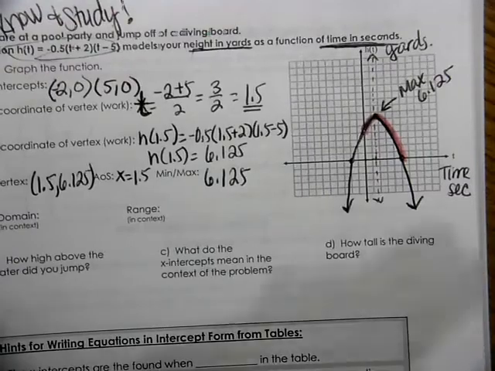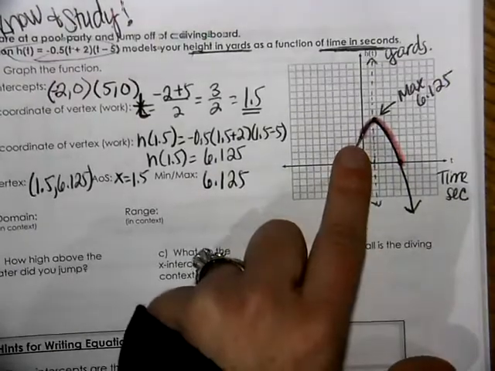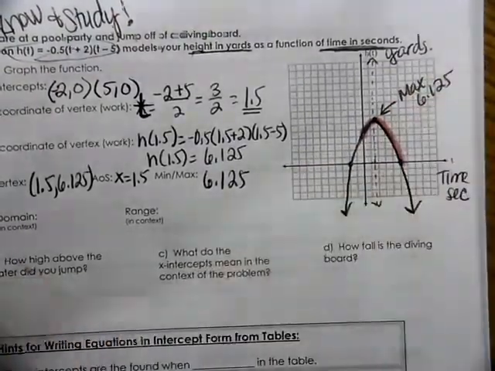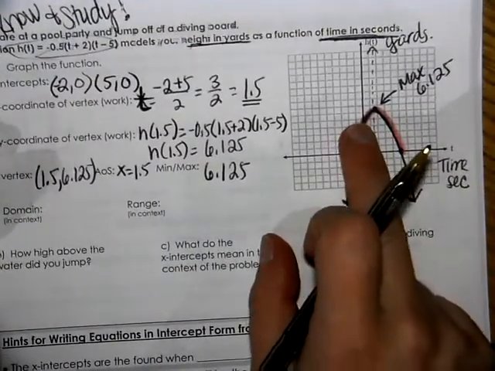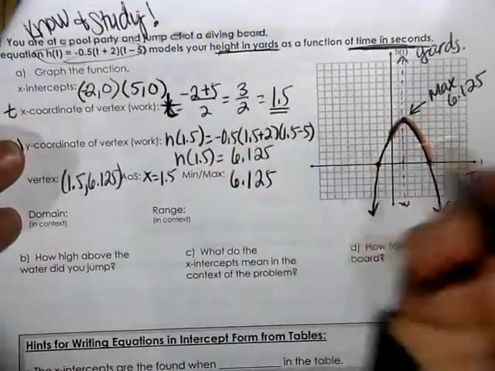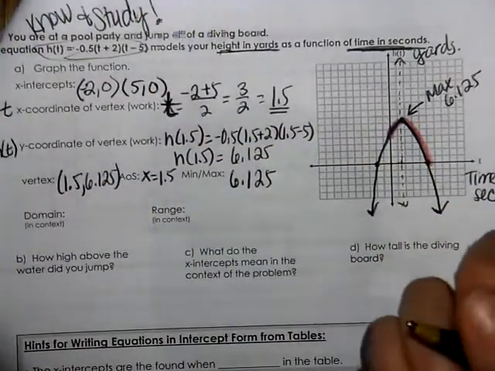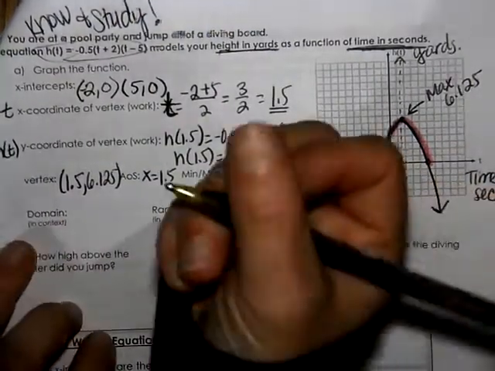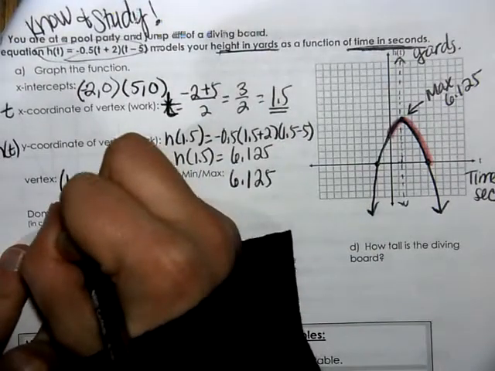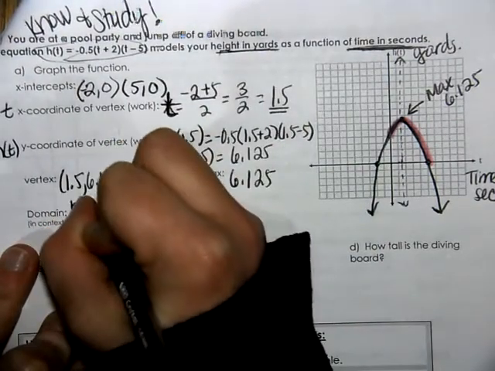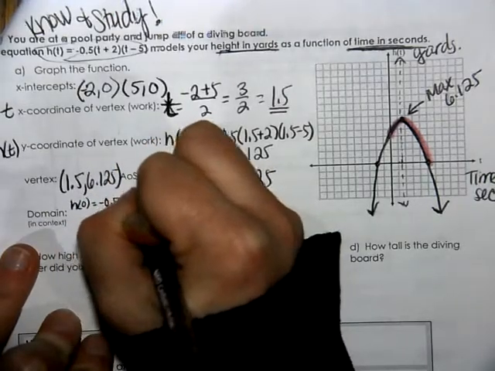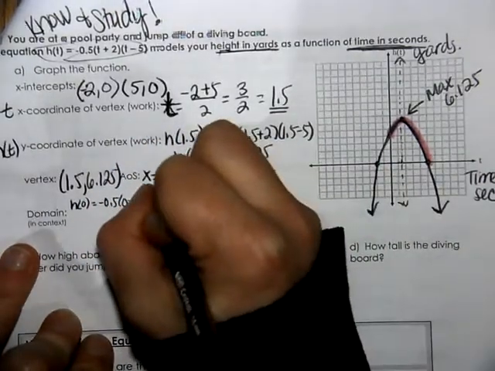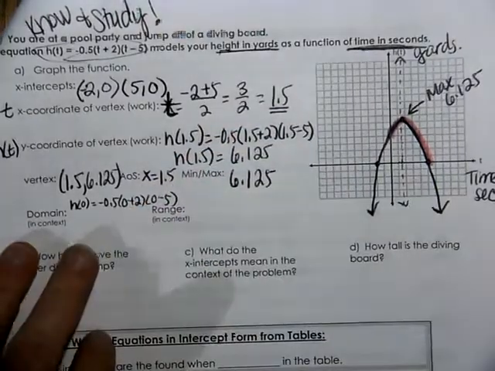And we should probably find out what that value is at 0. So let's identify what this point right here is. I'm going to let t equal 0. So I'm going to write h(0) is equal to -0.5(0 + 2)(0 - 5).